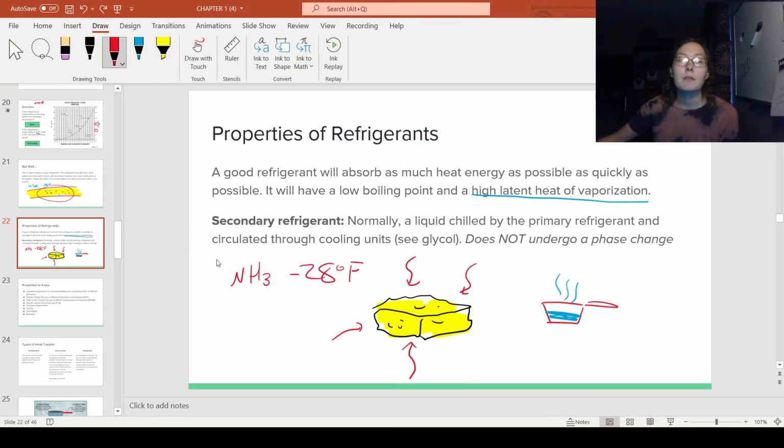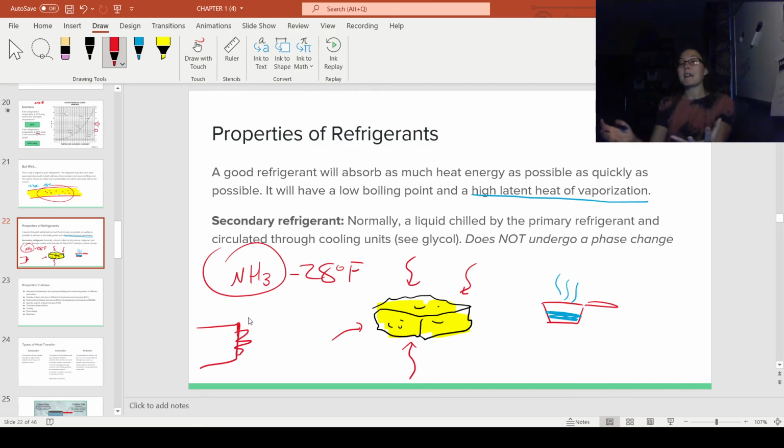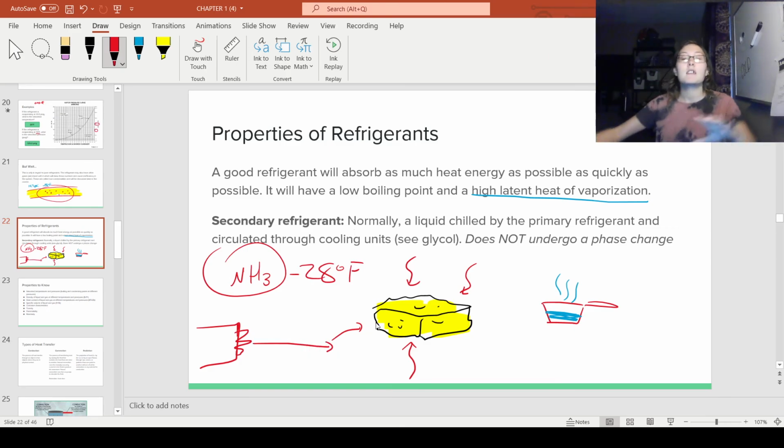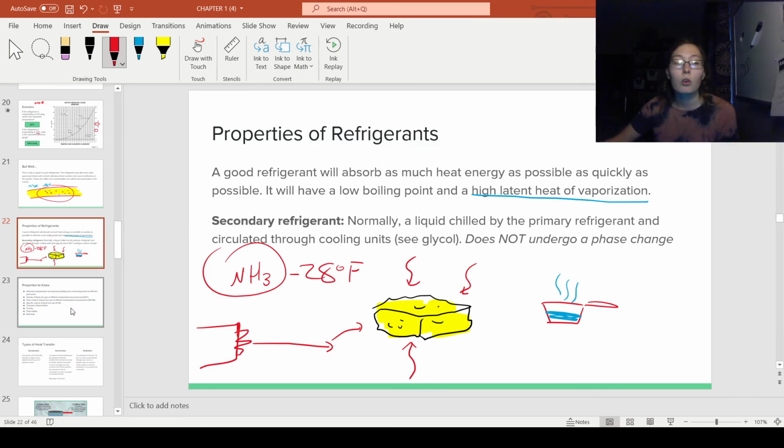Ammonia, like we've discussed before, is actually highly toxic. So in areas where there's going to be a lot of people, we'll use ammonia as our primary refrigerant, since it has a really good cooling capacity. And then we will use that ammonia to cool down glycol, which is not going to boil. It's going to stay as a liquid. That glycol will be sent to the heat exchangers and offices and stuff like that. We'll go over that at some point later in the course, but just know that's what a secondary refrigerant is.